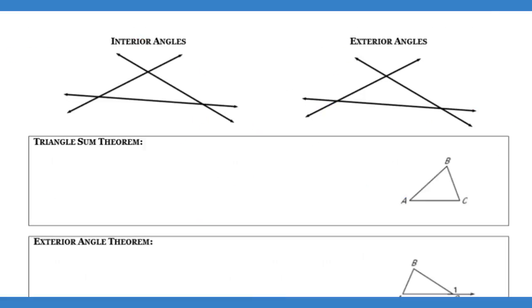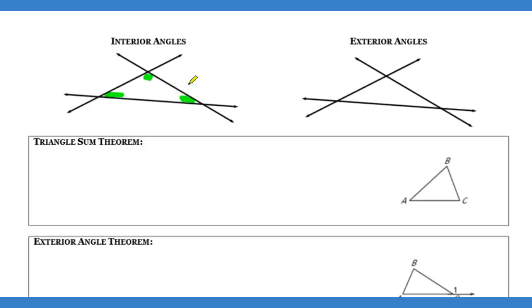Okay, let's talk about interior and exterior angles. So interior angles are exactly like what they seem like. They are the angles on the inside of the triangle. So this angle here is interior, this angle here is interior, and this angle here is interior.